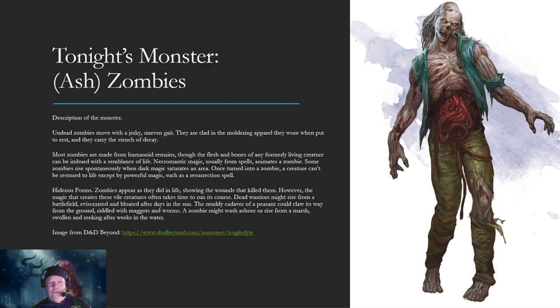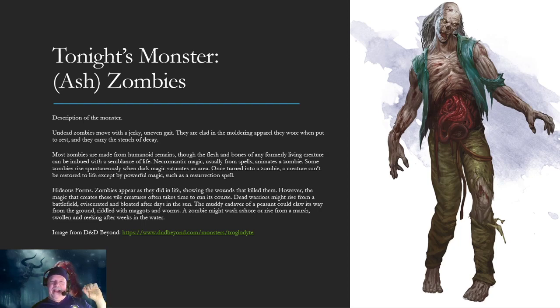Zombies move with a jerky, uneven gait. They wear the grave clothes that they were buried in. Most of the time, they're made from humanoid remains, although the flesh and bones of any creature can be imbued with a semblance of life. The difference between a zombie and a skeleton is that a zombie is mostly a complete corpse. So it's got sinew and skin and muscle and perhaps some desiccated organs and whatnot.